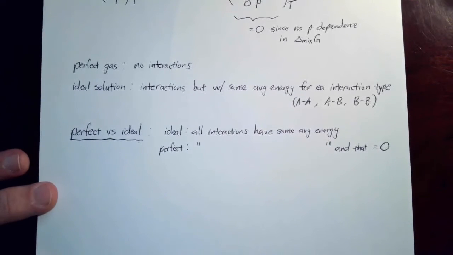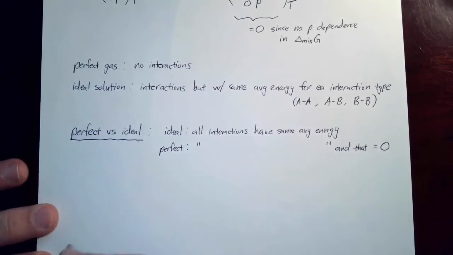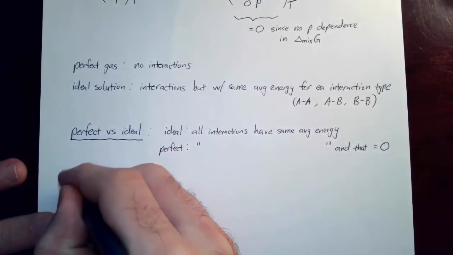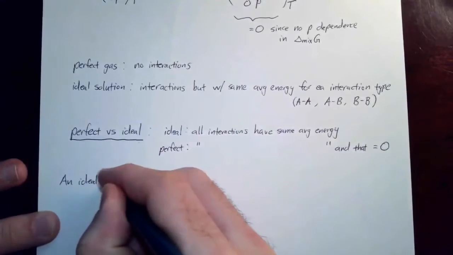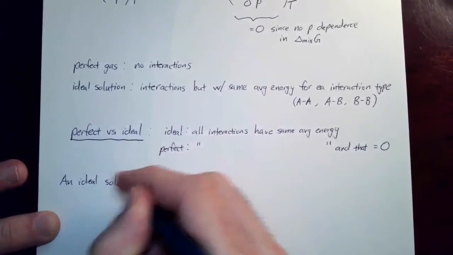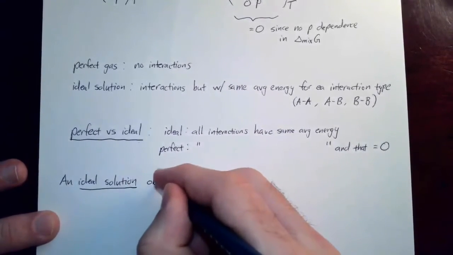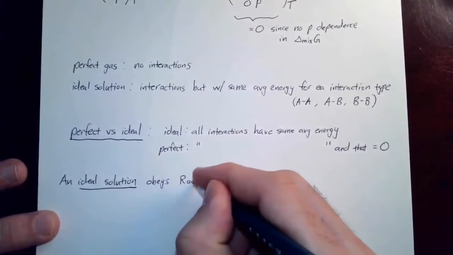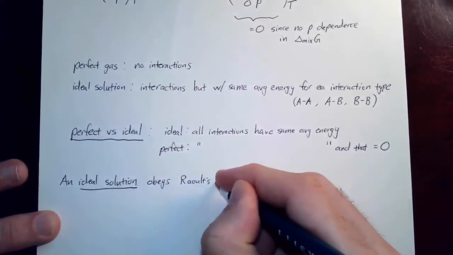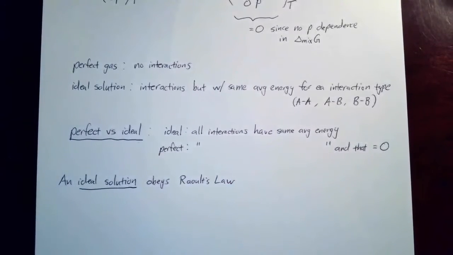Okay, as I mentioned just a little while ago, in 5A, we talked about what is an ideal solution. And an ideal solution is one that obeys Raoult's law. And we saw in the previous section that benzene and methylbenzene obey Raoult's law really well. So benzene and methylbenzene is a good real-world example of an ideal solution. So let's take a look at that.